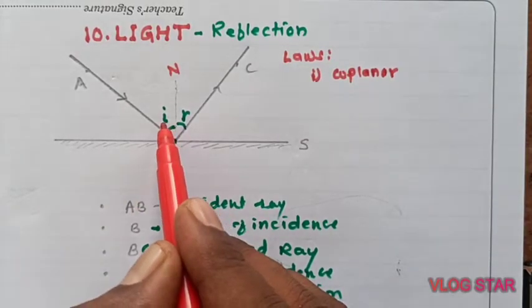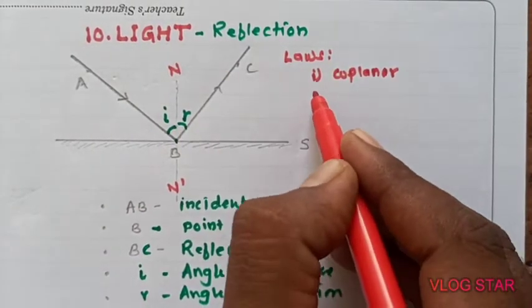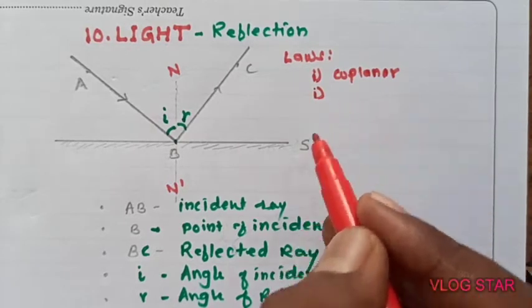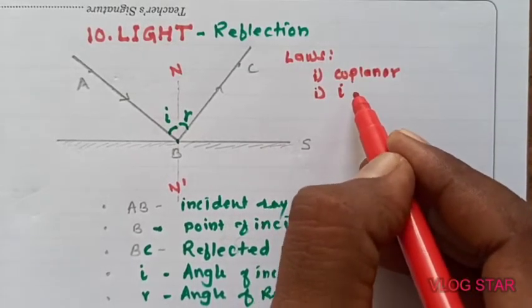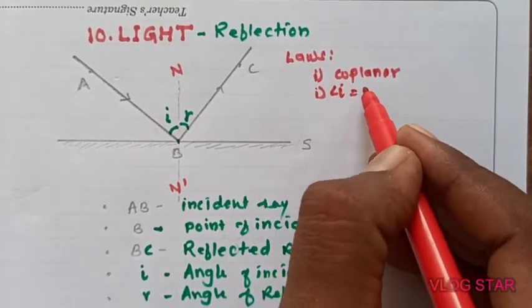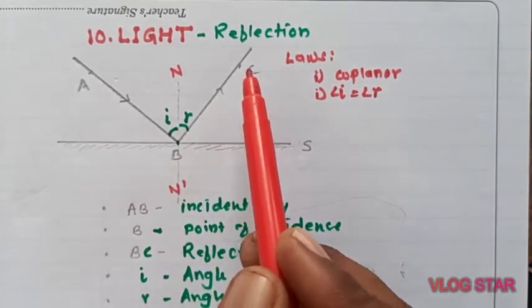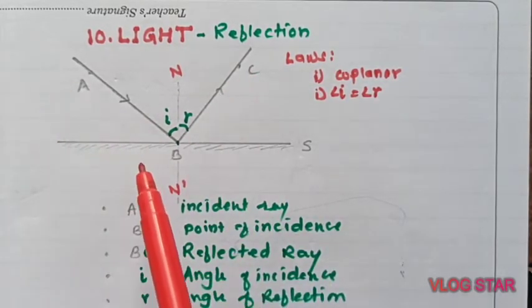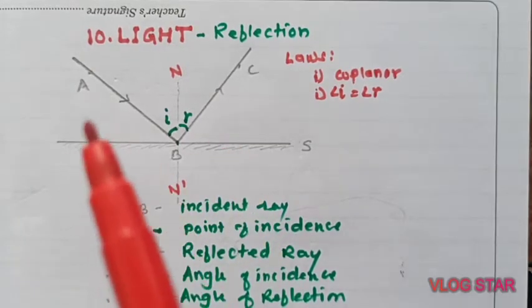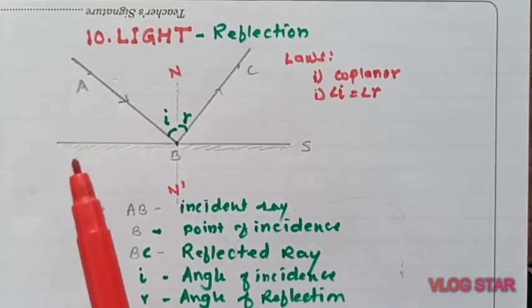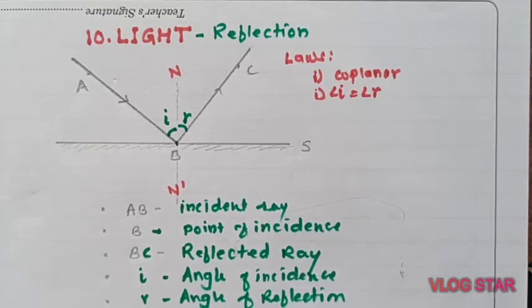Secondly, angle I and R are equal. So the angle of incidence and the angle of reflection are equal. Angle I is equal to angle R. These are the two rules we need to follow in order to draw a ray diagram. This is called a ray diagram. So light falls on the surface and gets reflected. To mention the direction of the light, we need to use rays.